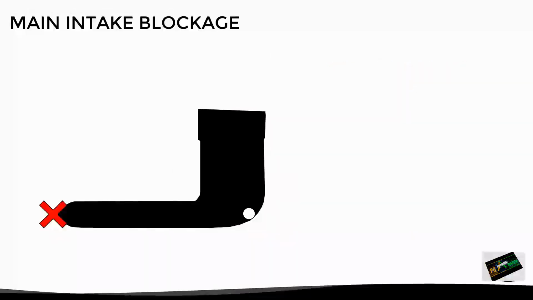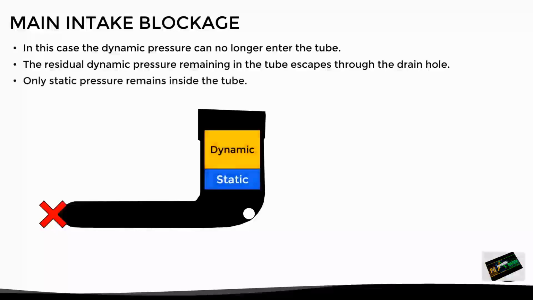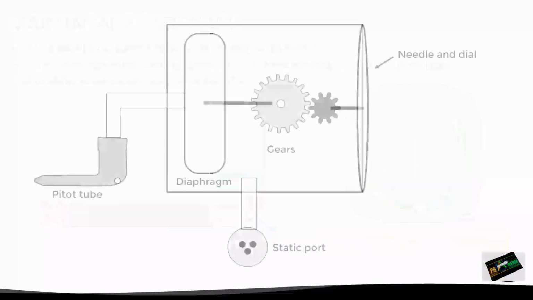Starting with a main intake blockage. In this case, the dynamic pressure can no longer enter the tube, and therefore, the residual dynamic pressure in the tube will escape through the drain hole, thus leaving only the static pressure. This makes the airspeed reading drop to zero. But let's see why. Here we have the instrument operating normally.